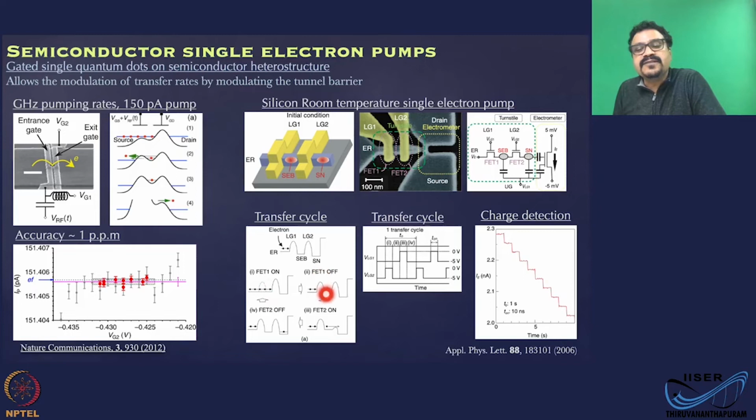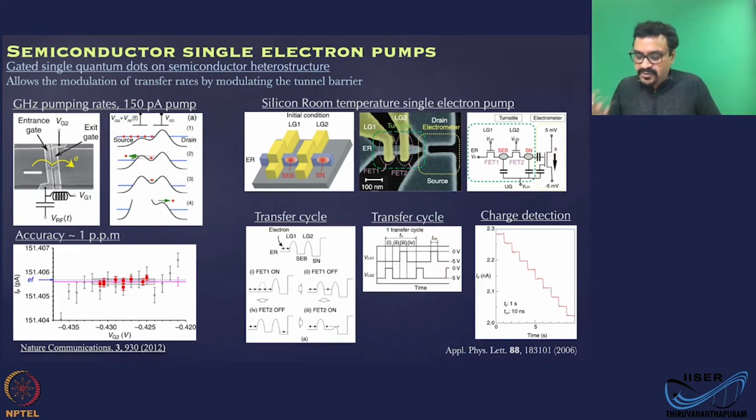Suddenly you raise it, so one electron ends up here. Then you lower that, the electrons get collected here, but this is a lower energy, so the electron doesn't go back. Even if it goes back, you have this tunnel barrier which will stop it going all the way back. Then you raise it back, so you are in this initial state, but with one extra electron in the second island. That electron will be detected by the current through this sensor here, and this is one transfer cycle, and this is the pulse sequence.